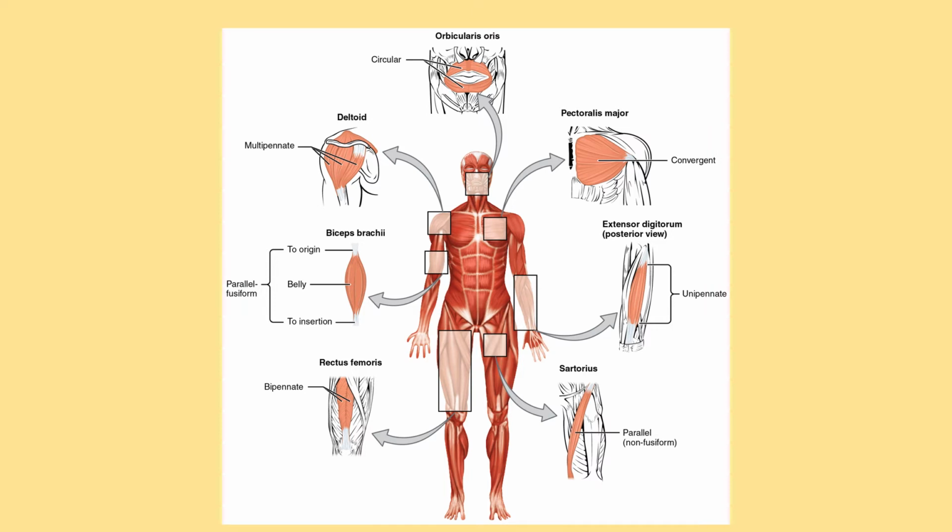And so, as you can see on this diagram, you have the different types of examples, like circular. Here's a multipinnate. Here's parallel, which is also fusiform because it's thicker in the middle but comes to a single point. Bipinnate, parallel over here, etc. Sometimes the name of the muscle will have the descriptive term as well.